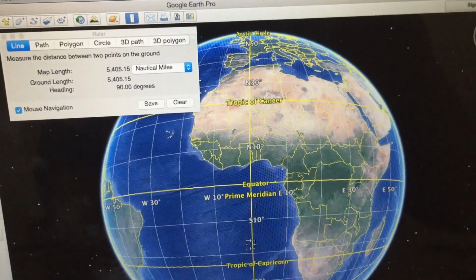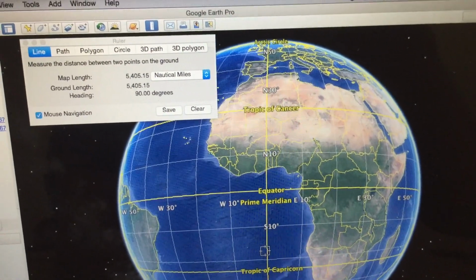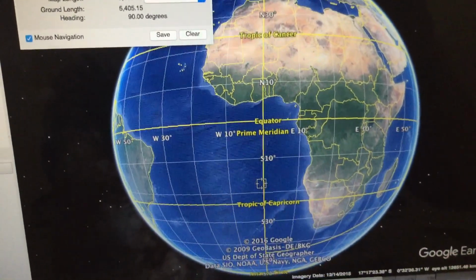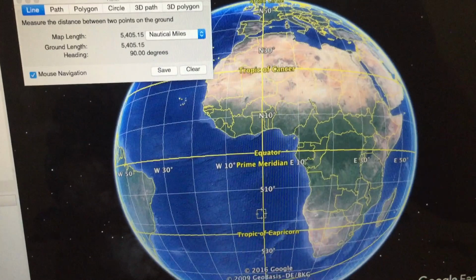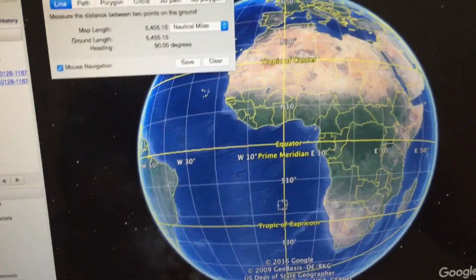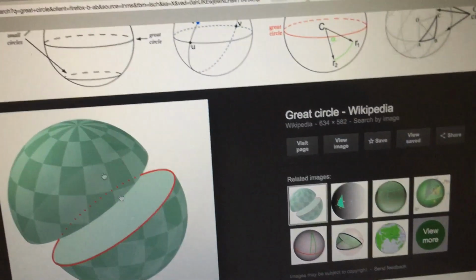So I'm just going to talk about east and west directions and why it is completely incorrect to use the ruler tool in Google Earth to indicate the directions of east and west. Let's have a look at their definition.